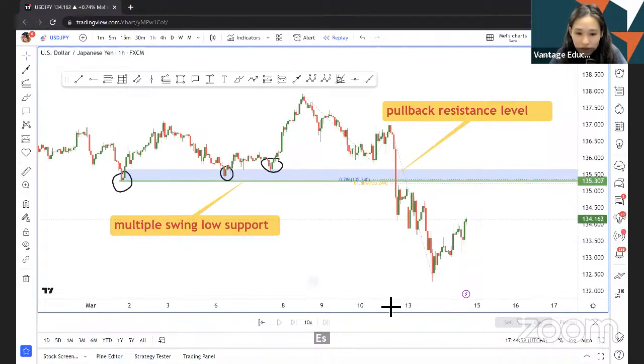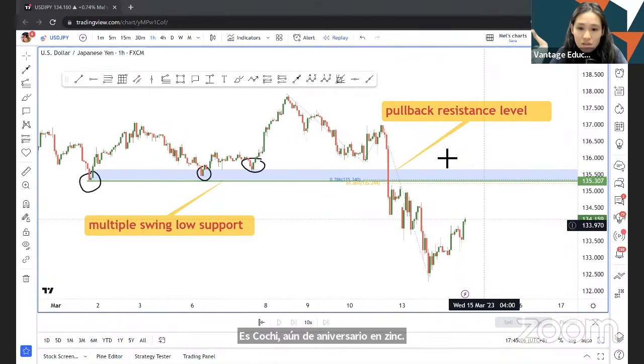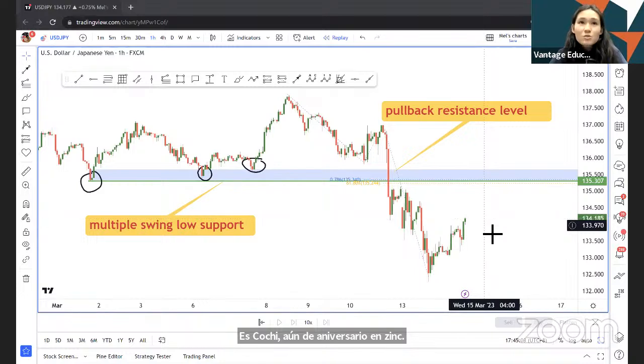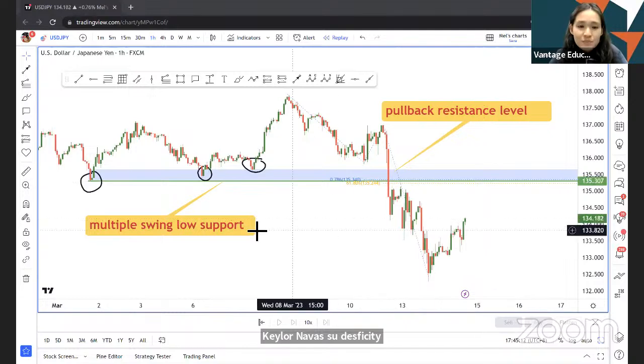Are there any questions? Let me check. Okay, no questions. So that's basically how you make use of Fibonacci levels in order to find a confluence level.